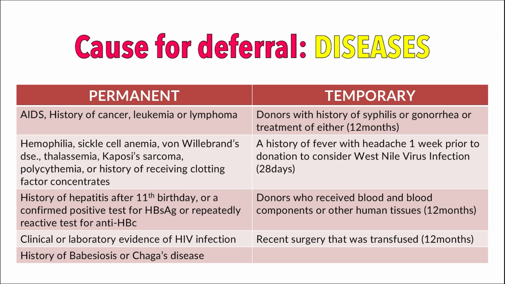Next one, for temporary. Like this one, it's only 12 months. After 12 months, the donor can already donate. Donors with history of syphilis or gonorrhea, or treatment of either, 12 months. Syphilis, gonorrhea, that's sexually transmitted. A history of fever with headache 1 week prior to donation, to consider West Nile virus infection.